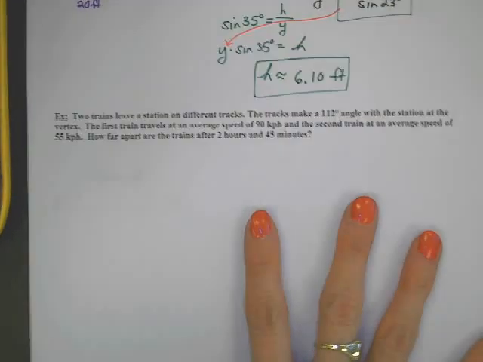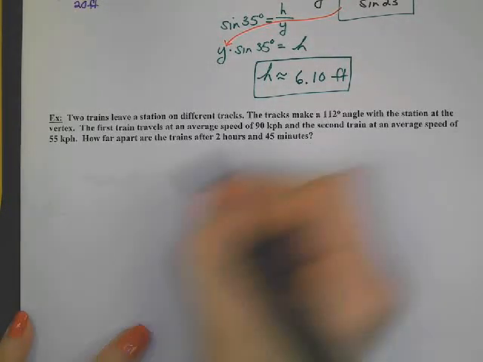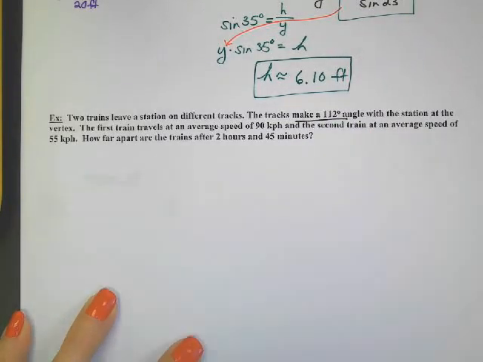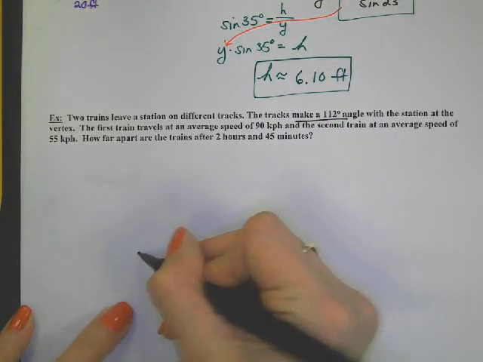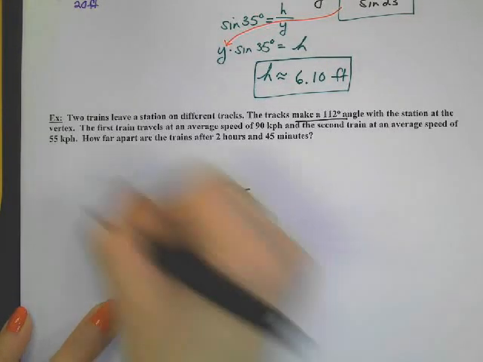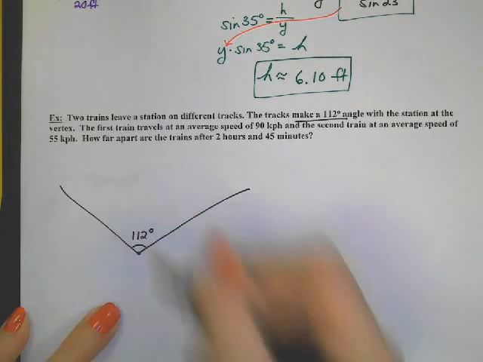Okay. Two trains leave a station on different tracks. So we have two trains leaving, going in different directions. The tracks make a 112-degree angle. So let's pretend this is the station, and one set of train tracks goes this way, one set goes that way, and the angle is 112 degrees.